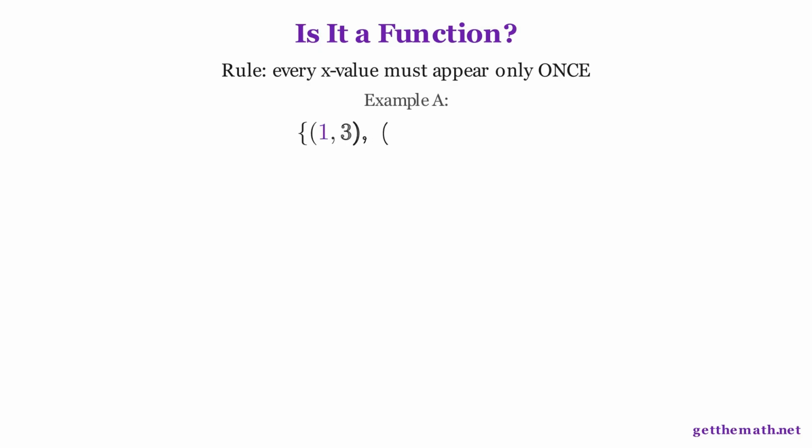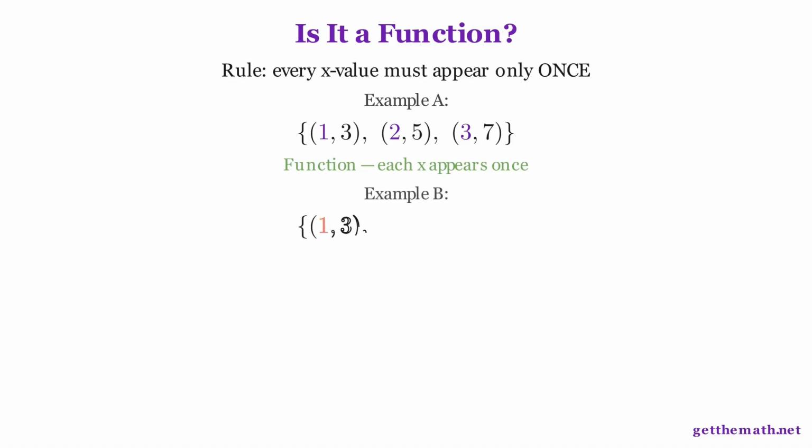Example A. The set (1, 3), (2, 5), (3, 7). Look at the x values 1, 2, 3. Each one appears exactly once. Every input has one output. That is a function.